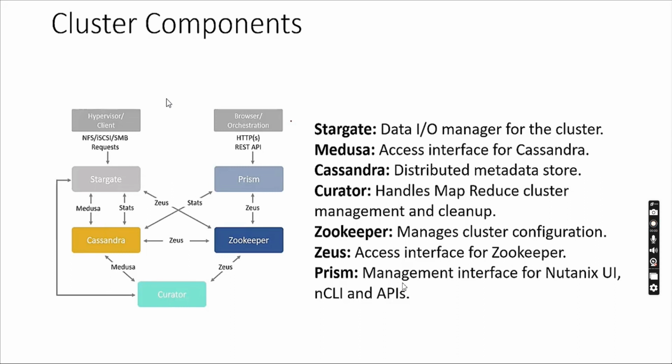And Prism. Prism, as you know, is the management interface for Nutanix, with IO, CLI and API. So you can manage all things in Nutanix through Prism. Prism is the main connection for all your storage. You can access it through PuTTY, NCLI, or API to connect to your storage.